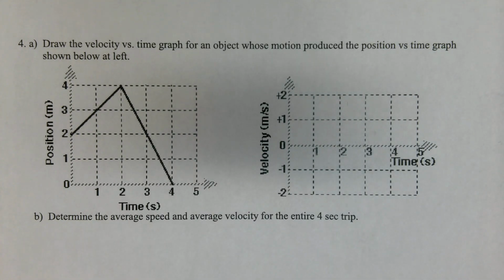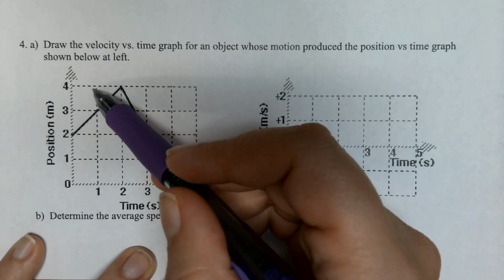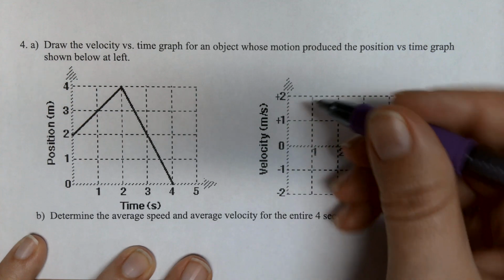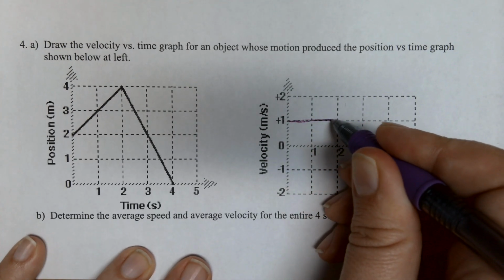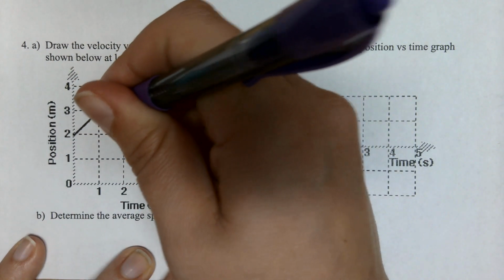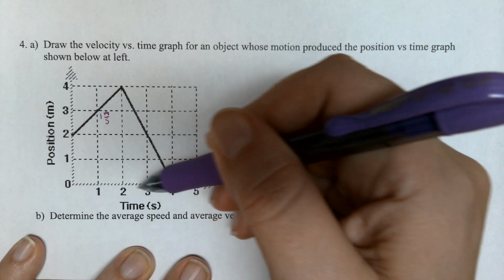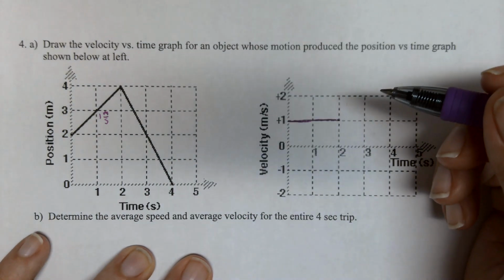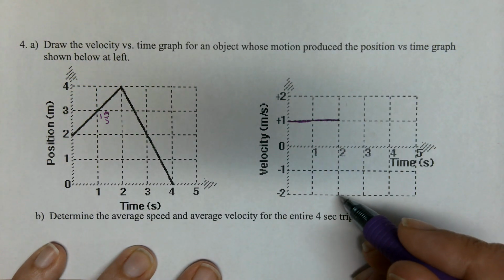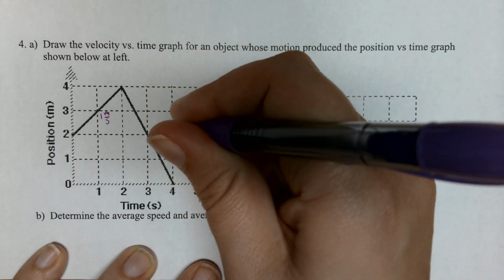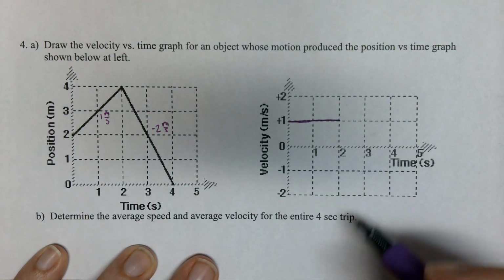different velocity. So first off, let's do the slopes. This is 2 meters over 2 seconds. So that's 2 divided by 2, or 1 meter per second for that first portion, positive 1. And then here we're going down 4 over 2 seconds. So that's 4 over 2. And it's negative. But this is going to be negative 2 because it's down 4 over 2, negative 2 meters per second.